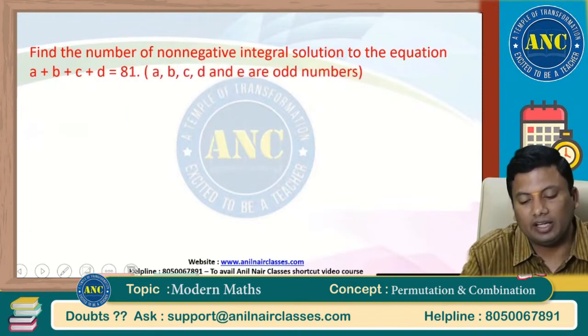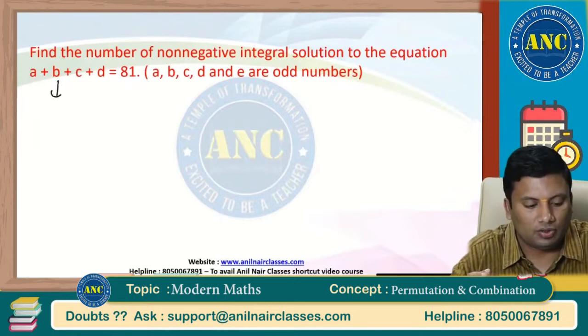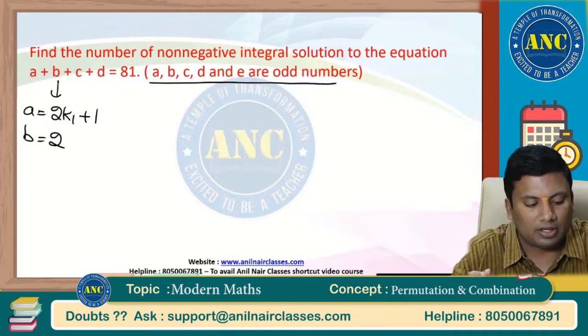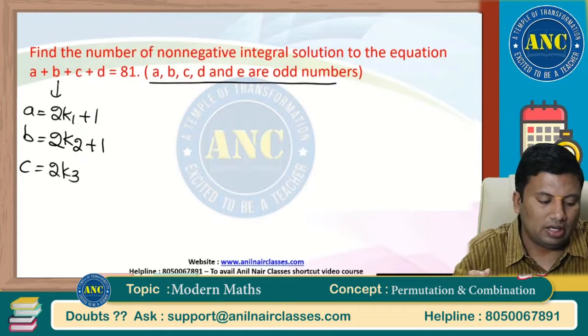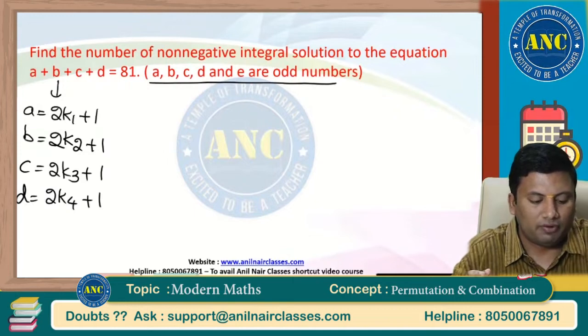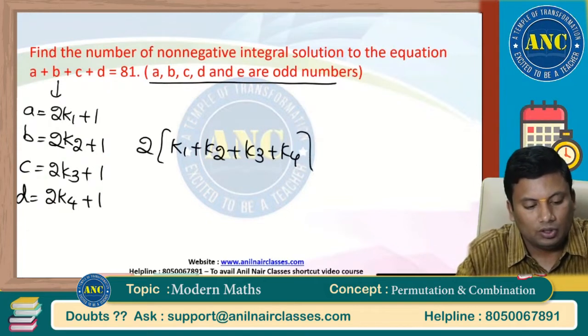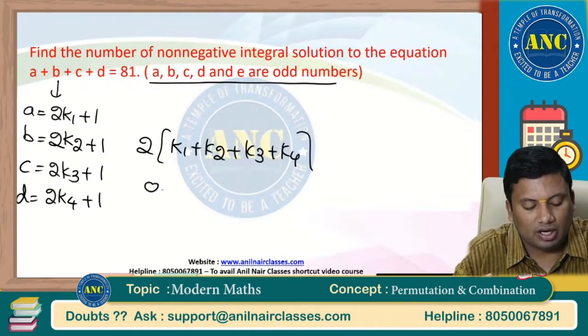Next one. Find the number of non-negative integral solutions where a, b, c, d, e are odd numbers. A is 2k1 plus 1. B is 2k2 plus 1. C is 2k3 plus 1. D is 2k4 plus 1. So this will become 2 into (k1 plus k2 plus k3 plus k4). This is an odd number, right? If it is an odd number, odd plus odd.